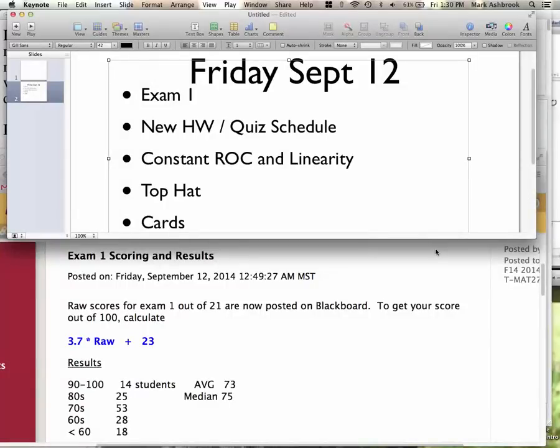All right, exam one. If you took the exam Wednesday night, your score is posted on Blackboard, your raw score out of 21. Here's what you do to get your score out of 100. You're going to take 3.7 times whatever that score out of 21 was, and add 23. Okay, and that'll give you a score out of 100. When I do that for everybody, here are the results of the class.